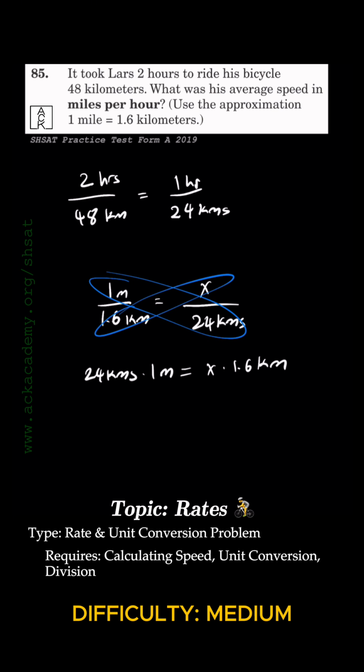And if I want to get x by itself, x is equal to 24 kilometers multiplied by 1 mile divided by 1.6 kilometers. Now, the nice thing to really notice here is that the kilometers cancels the kilometers. Great. So the kilometers cancels the kilometers.